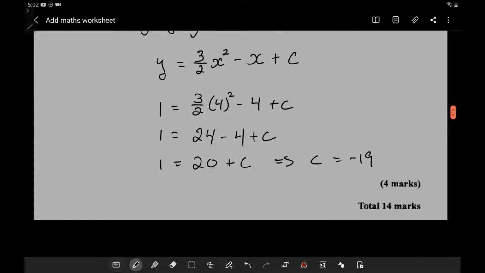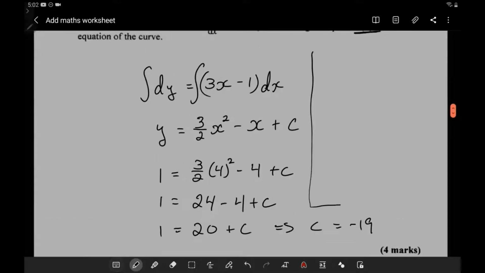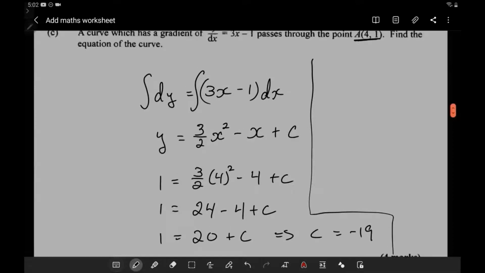So our function is given by y equal 3 over 2 x squared minus x minus 19. And this is our curve.